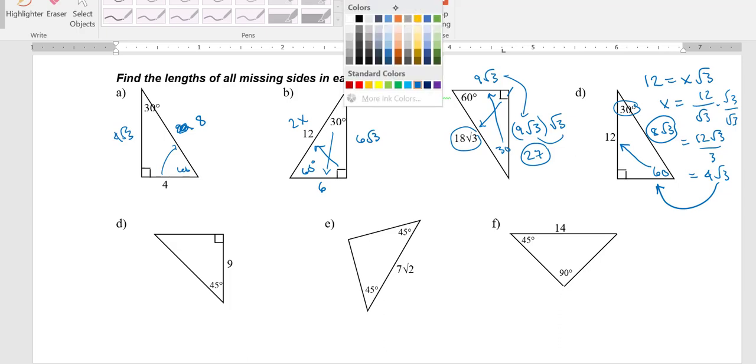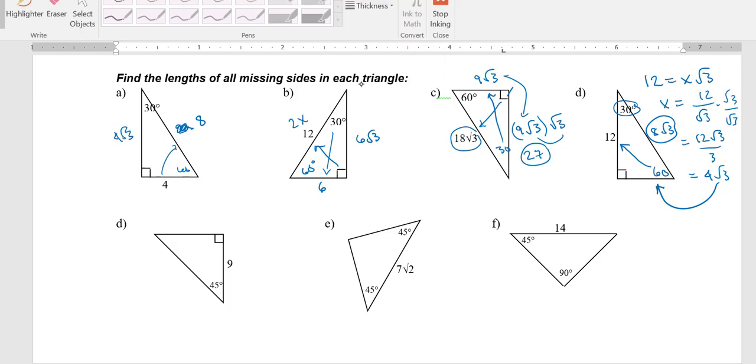Okay, so let's try some 45, 45, 90 triangle problems. So if this is 9, we know this has got to be 9. It's 45 degrees, the isosceles right triangle. And this side is going to be just simply 9 root 2. In this case, it's given that this side is 7 root 2, so I know that this is just 7 and 7, since this is x times the square root of 2, and these are my x's.